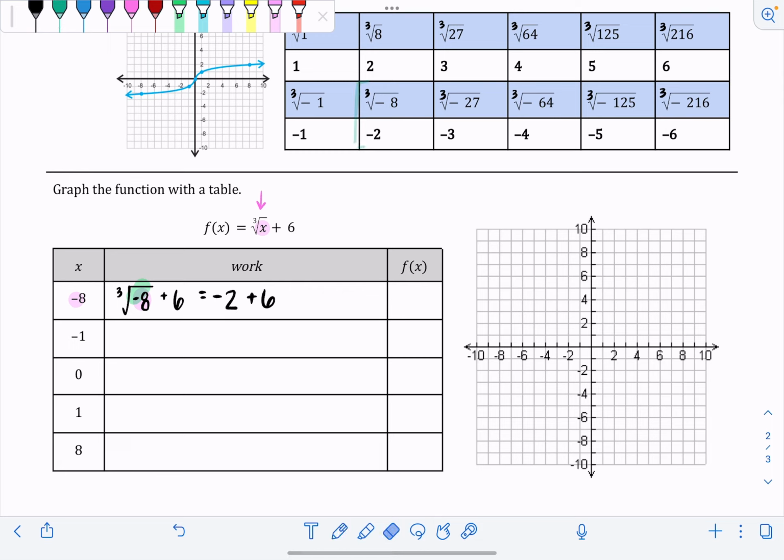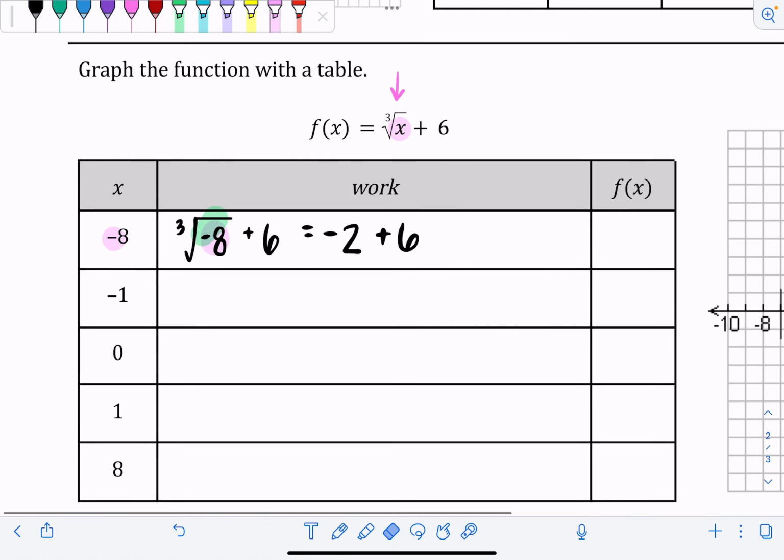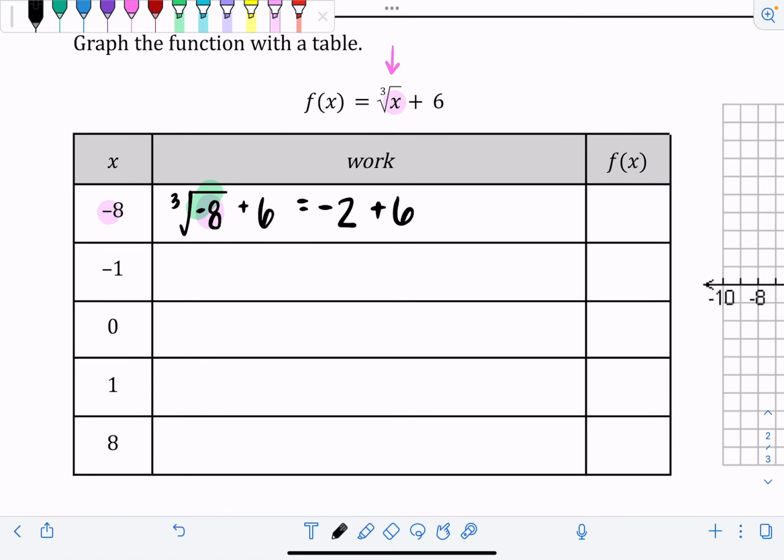And then from there we can just go ahead and add those numbers together. So -2 plus 6 is 4, so this would end up being a 4. And then next we'll use x equals -1, so it'll be the cubed root of -1 and then plus 6.